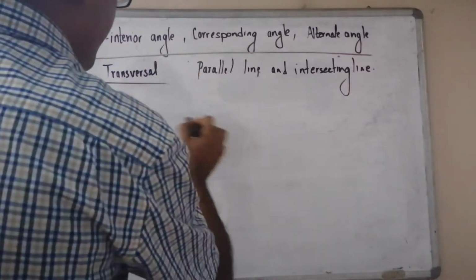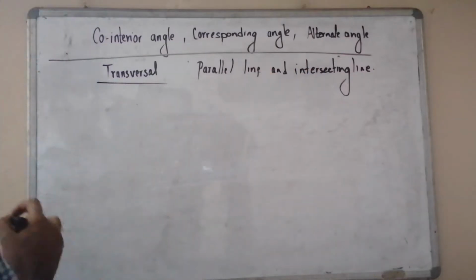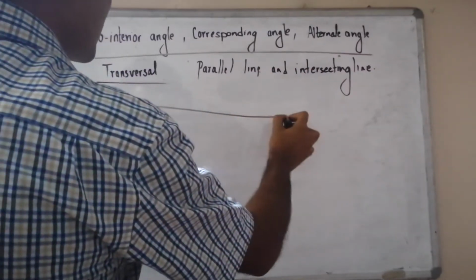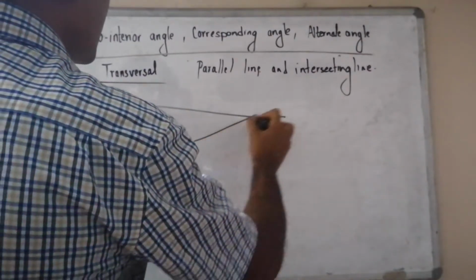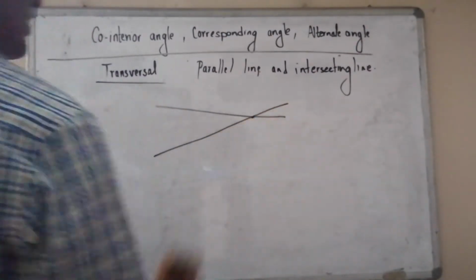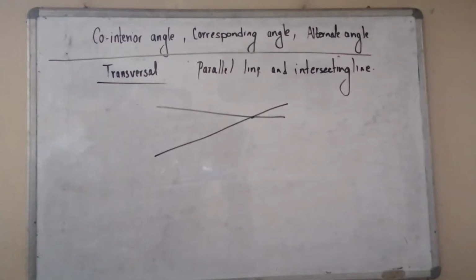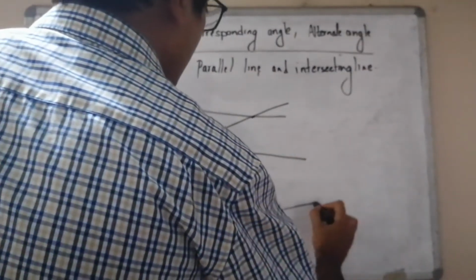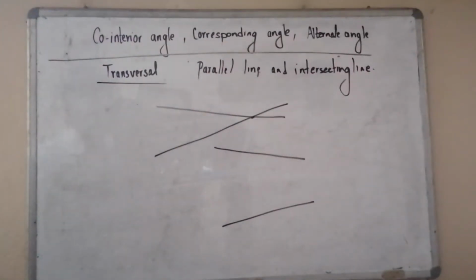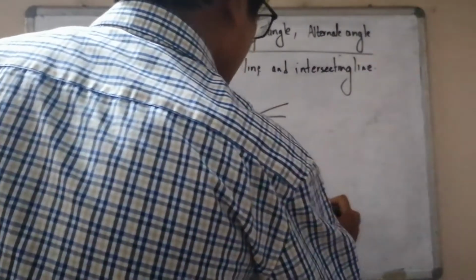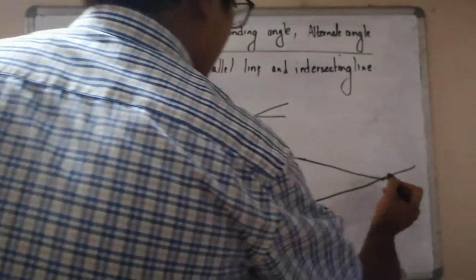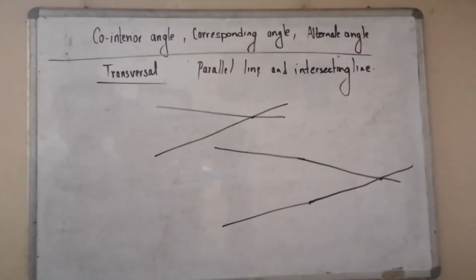Those two lines are said to be intersecting lines if these two lines meet somewhere in the plane. If they meet somewhere in the plane, then that is an intersecting line. This line and this line are also intersecting lines, because if you extend this line here, then it will meet somewhere in the plane. Then this is an intersecting line.